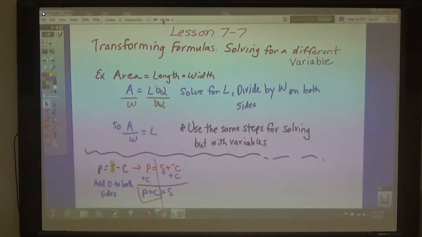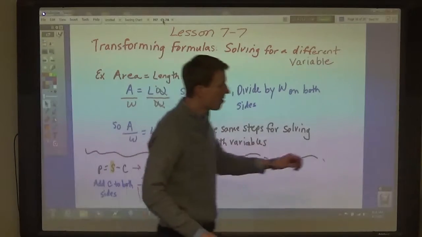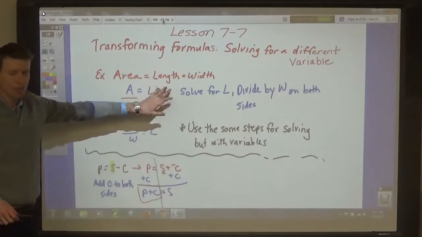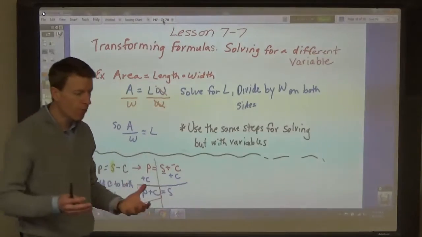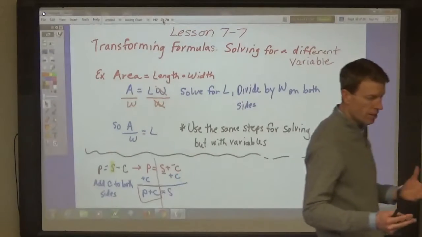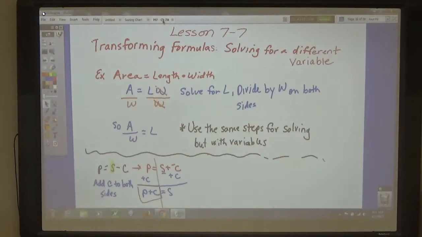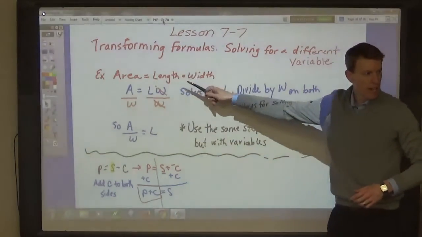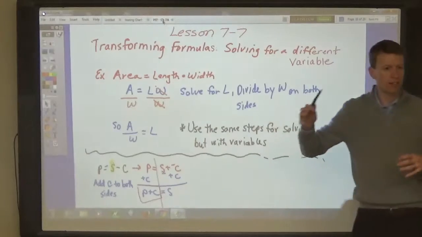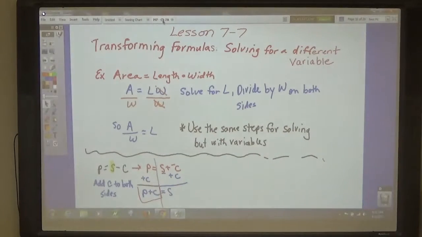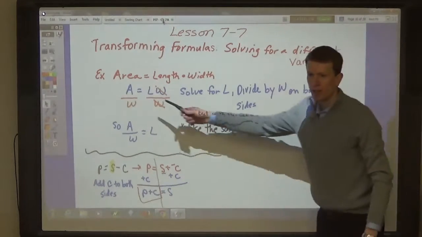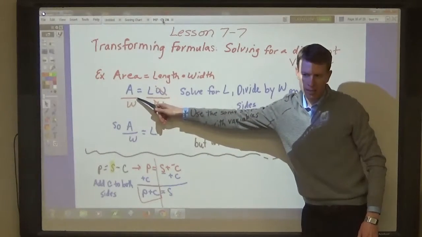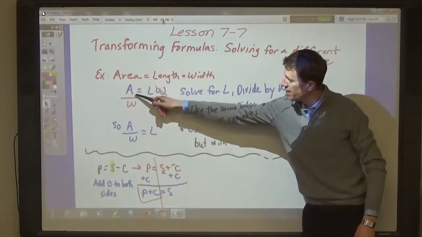Transforming formulas means taking a formula, and oftentimes these formulas are scientific formulas or have to do with science and math. You can take these formulas that have all letters in them, or maybe a combination of letters and numbers, and you can solve them to find a different answer. Okay? So here's an example.